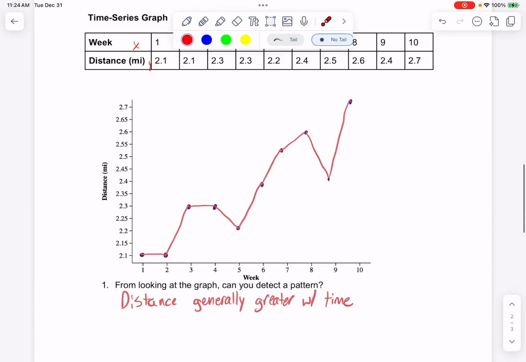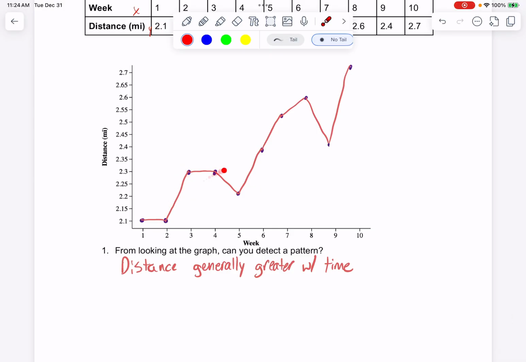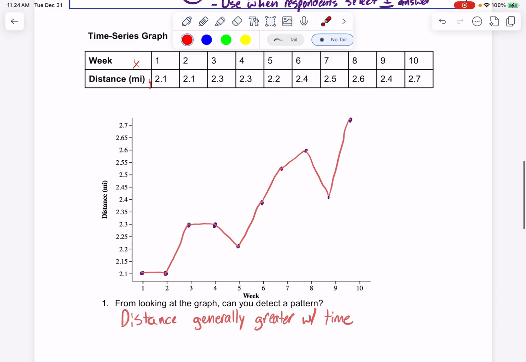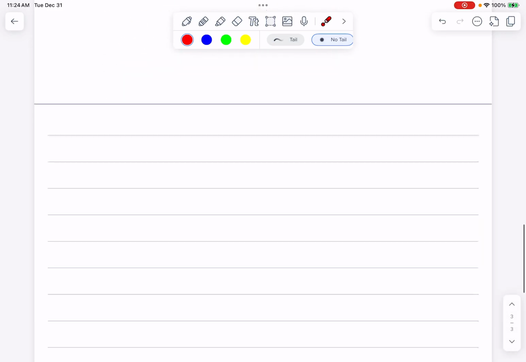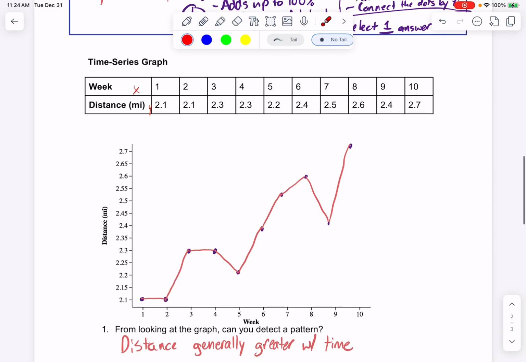So we graph all those points, and then we connect them up going from left to right. So 1 connects to 2, 2 connects to 3, all the way down. From this, maybe you can see a pattern, is that distance is generally getting greater with time. So this person, as they start walking further and further, they obviously get the ability to go on farther and farther walks. And that's really what the time series graph tells us. It allows us to kind of see a pattern as time progresses.